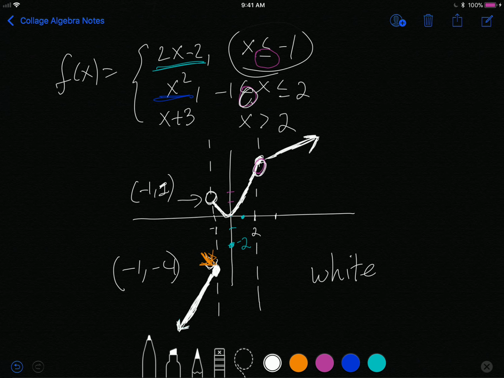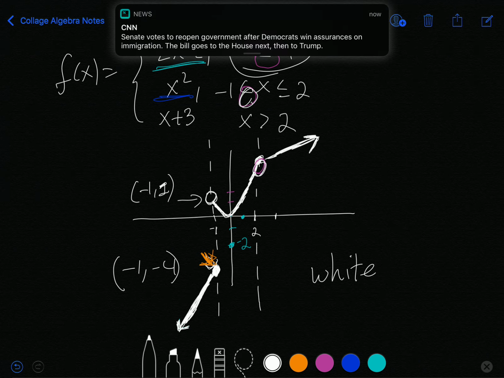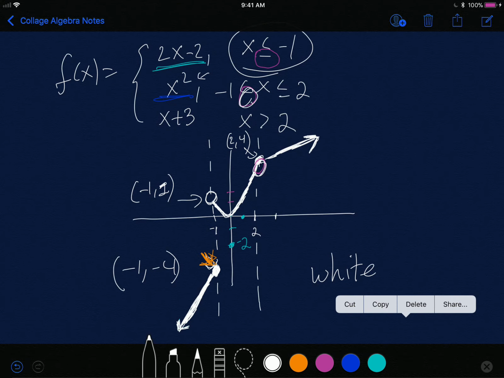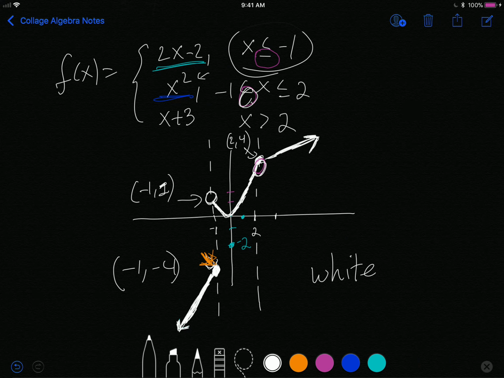And then on the other side, when I plug in 2, I get 4. And so I'm plugging 2 into the x squared. So this closed circle right here is 2, comma, 4. And then last but not least, I plug in 2 into the last equation, and I will get 5.